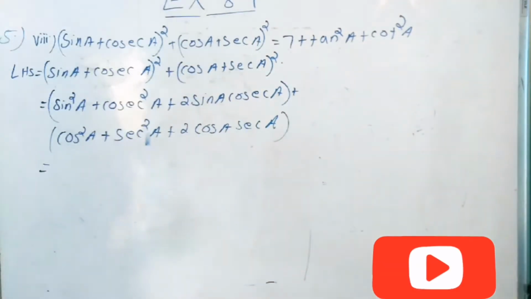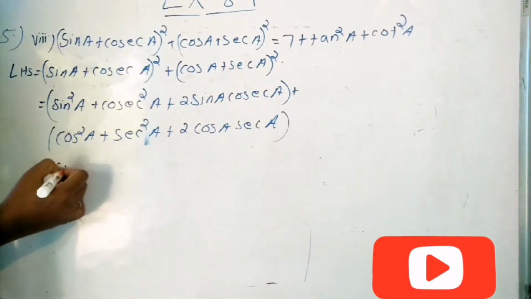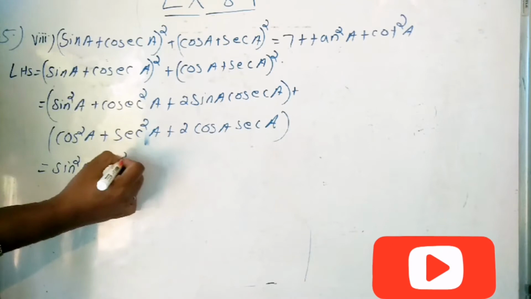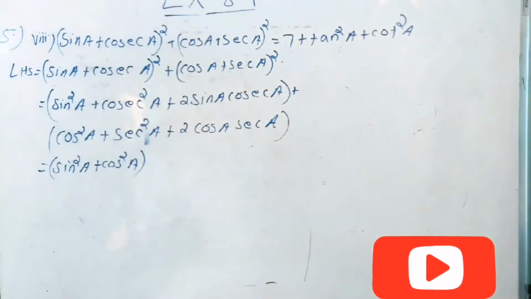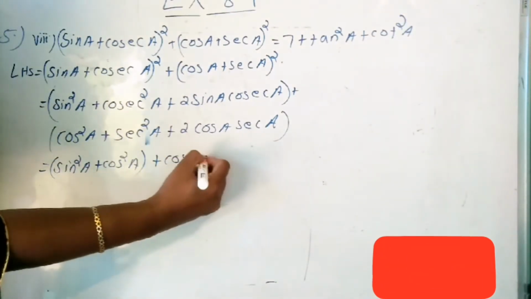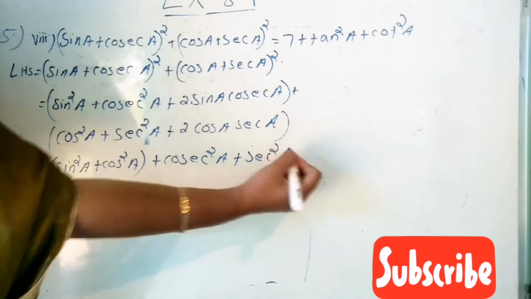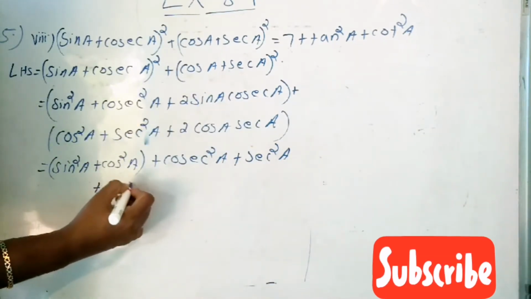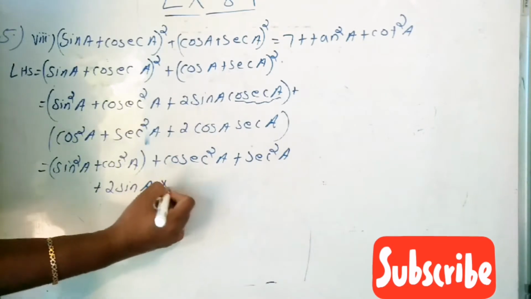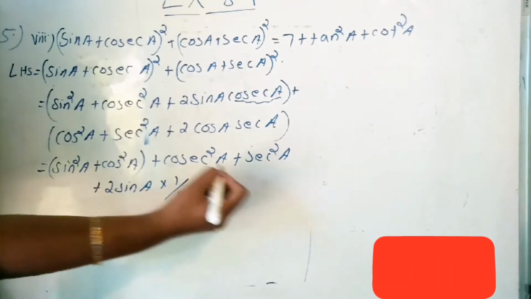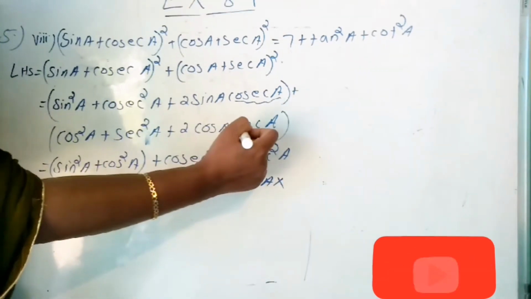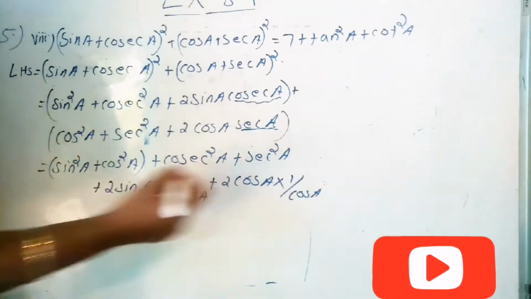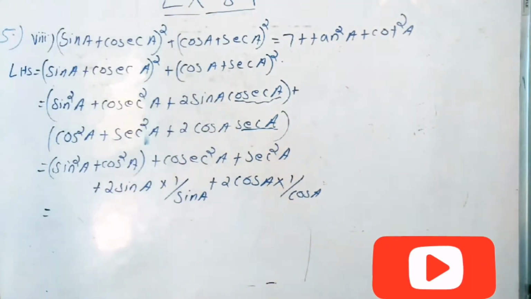Now we will take some terms together: sin square A plus cos square A. Sin square A plus cos square A plus cosec square A plus sec square A plus 2 into sin A into cosec A, which we can write as 1 by sin A, plus 2 into cos A into sec A, which we can write as 1 by cos A. And sin square A plus cos square A is 1.